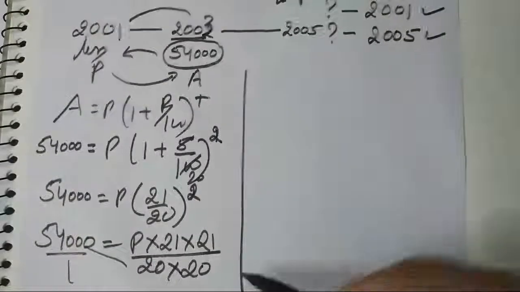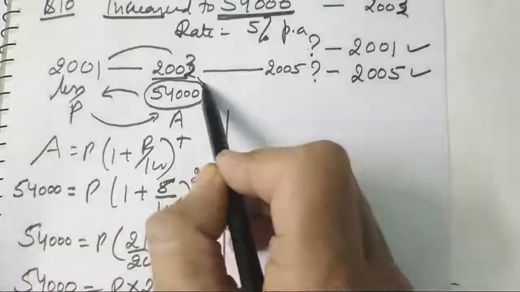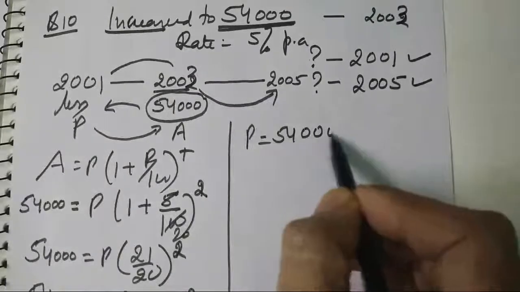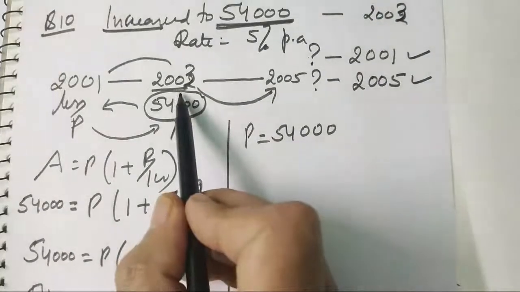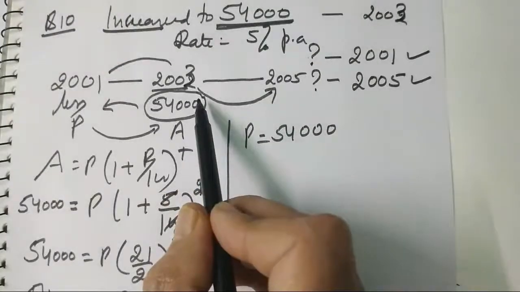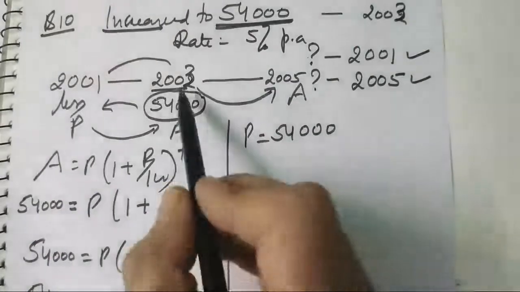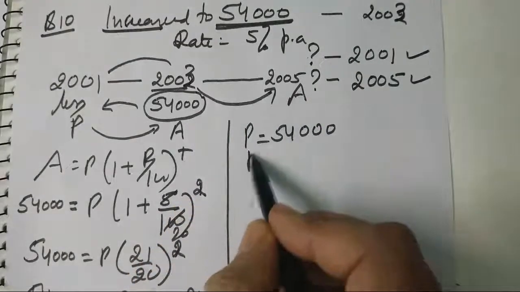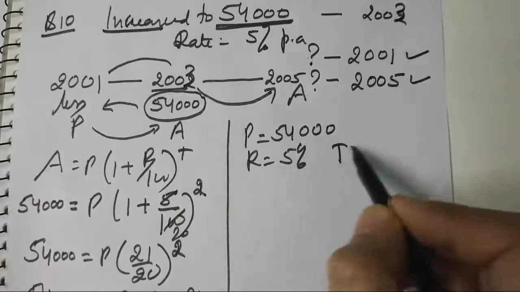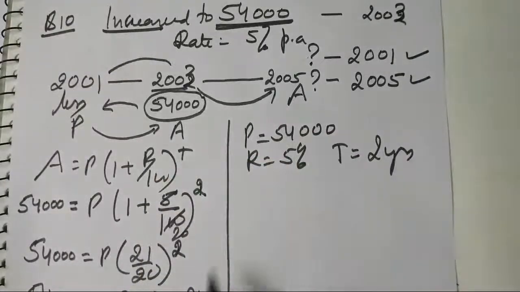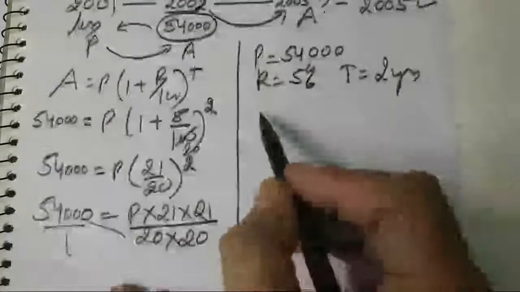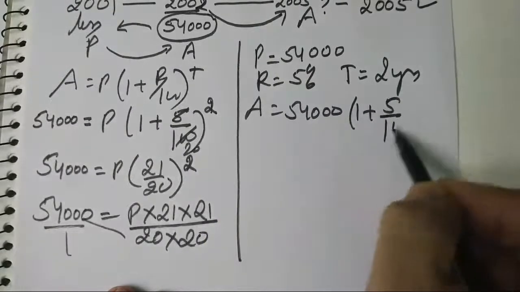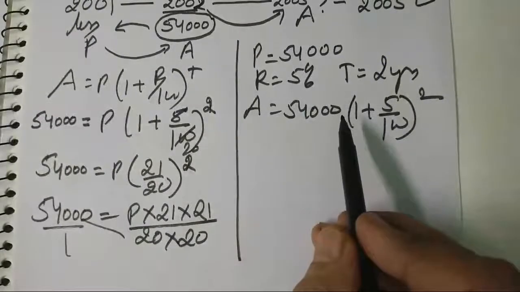When you cross multiply, it will be upon 21 into 21, and then you will simplify. Now the question says calculate the population in 2005. So from this year to this year, now your principal will be called 54,000, because from 2003 to 2005, first the principal comes, then the amount is found. So now from this year to this year, amount you have to find. Principal is 54,000, rate is 5%, time is 2 years. So now you will solve it with this value. So you are finding A: 54,000, 1 plus 5 upon 100 and time is 2. This will give you amount.